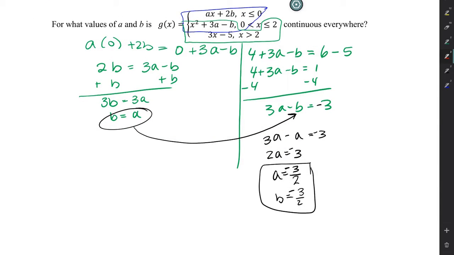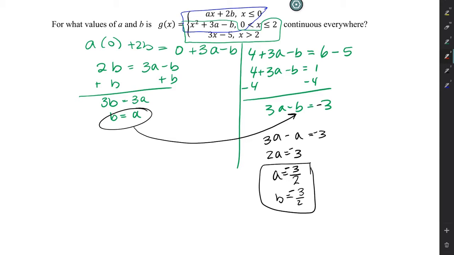For the third problem, for what values of a and b is g of x equals ax plus 2b when x is less than or equal to 0, x squared plus 3a minus b when x is greater than 0 but less than or equal to 2, and 3x minus 5 when x is greater than 2, continuous everywhere? So what happens here is the top 2 equations have to be equal when x equals 0, and the bottom 2 equations have to be equal when x equals 2.